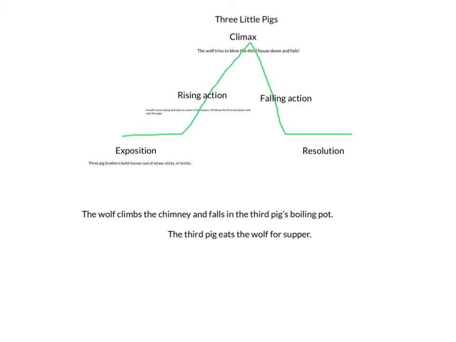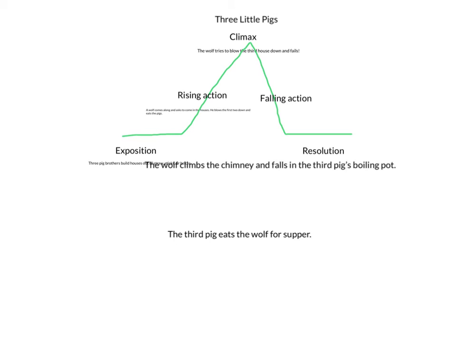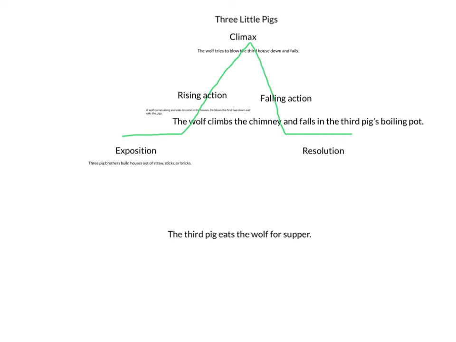The falling action would be kind of how the problem starts to play out, how it starts to be resolved. And that would be the wolf climbs the chimney and falls in the third pig's boiling pot. So the problem kind of solves itself here. The wolf can't get in, so he tries to go in the chimney.